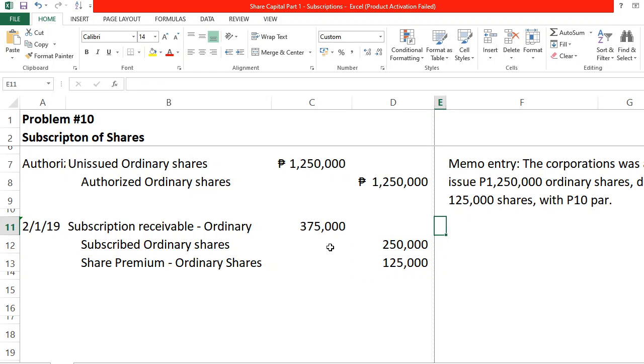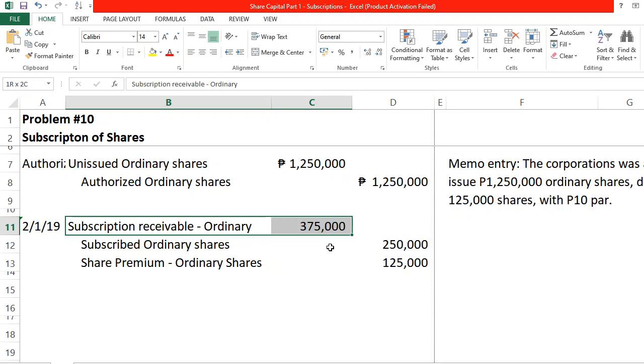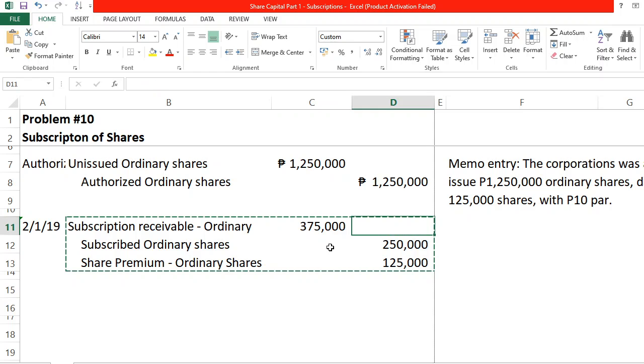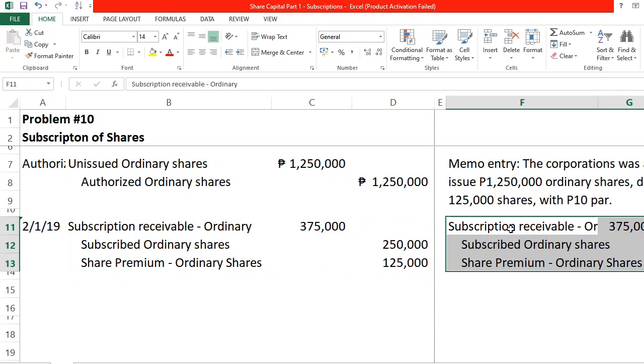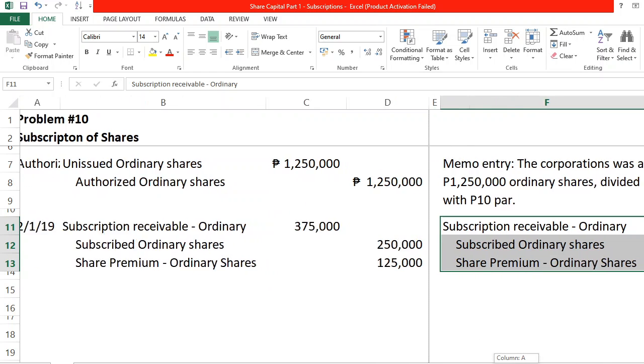Now under the memorandum entry, we are going to record the same transaction. The same entry. It's just the same.